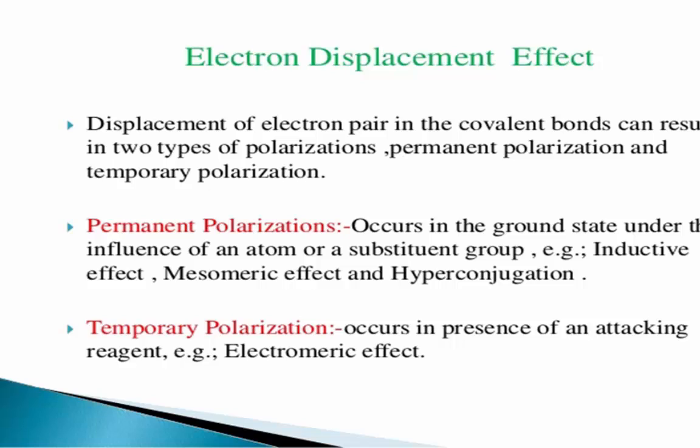While studying the electron displacement effect, remember permanent polarization and temporary polarization. Permanent polarization occurs in the ground state under the influence of an atom or substituent group. Remember, inductive effect, mesomeric effect and hyperconjugation effect are permanent effects, and temporary polarization occurs in the presence of an attacking reagent. Remember students, electromeric effect is a temporary effect because it happens only in the presence of an attacking reagent.